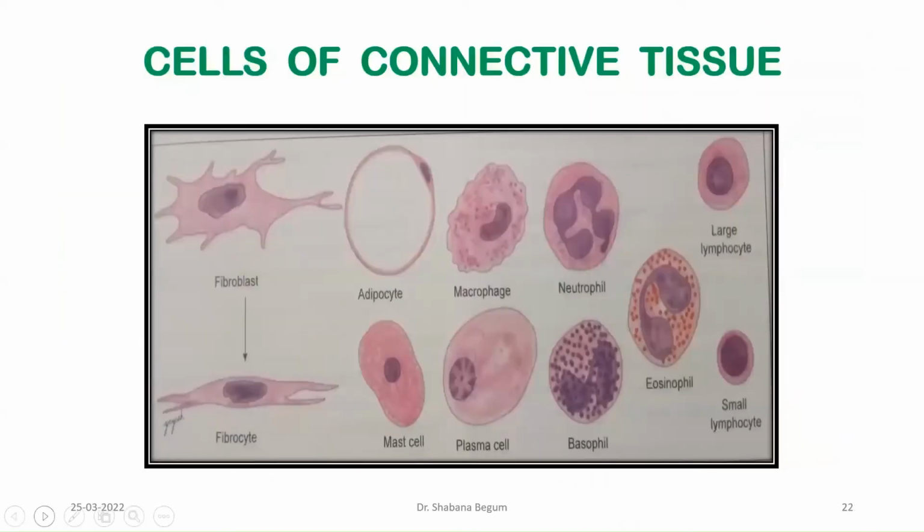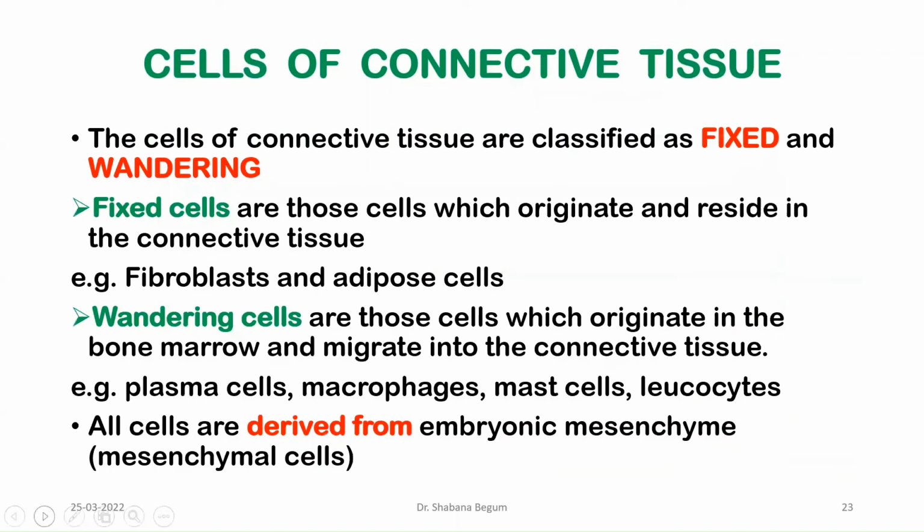Now come to the cells of the connective tissue. These are the different types of cells which we will be discussing in brief. There are two types of cells in the connective tissue. One is the fixed cell, the other is the wandering cells.